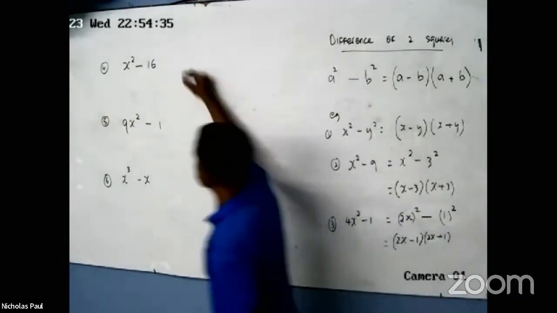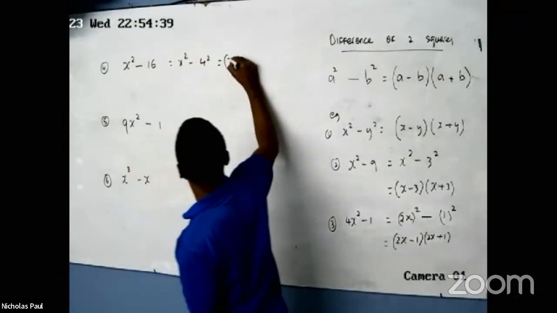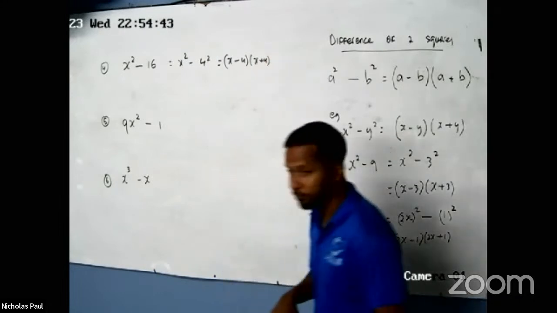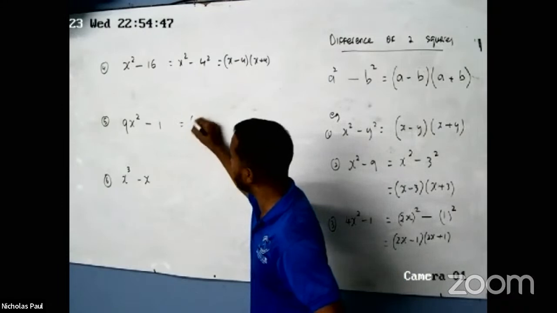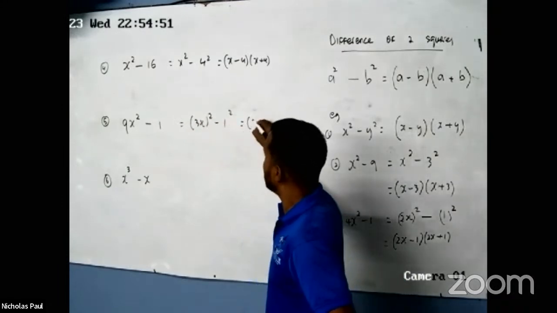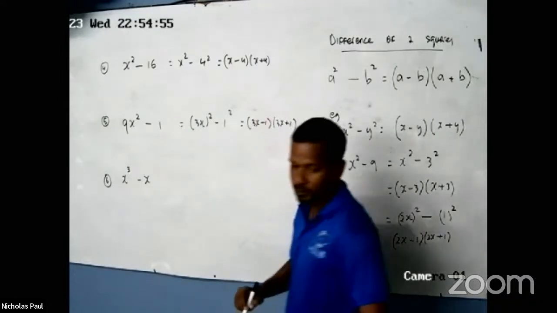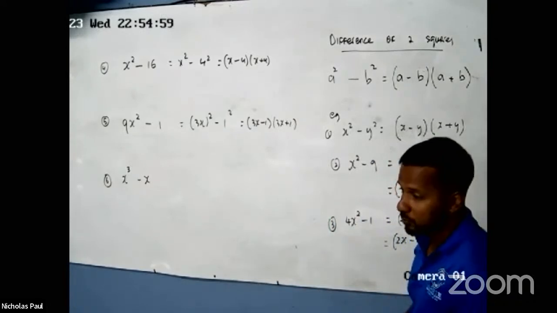So look at this one here. This is x squared minus 4 squared, which is x minus 4, x plus 4. Right? You all got that, right? This one here is 3x squared minus 1 squared, which is 3x minus 1, 3x plus 1. Okay? I saw you all got those two.